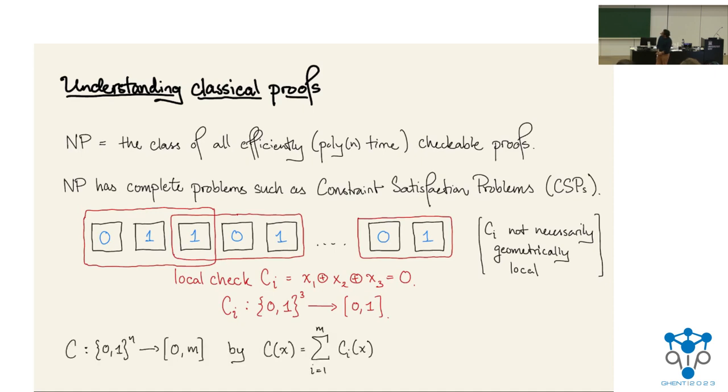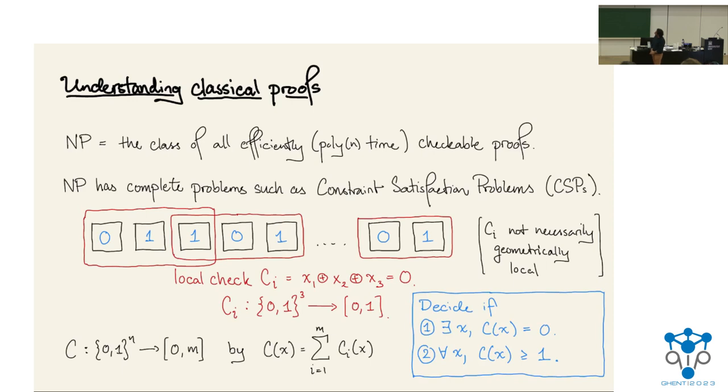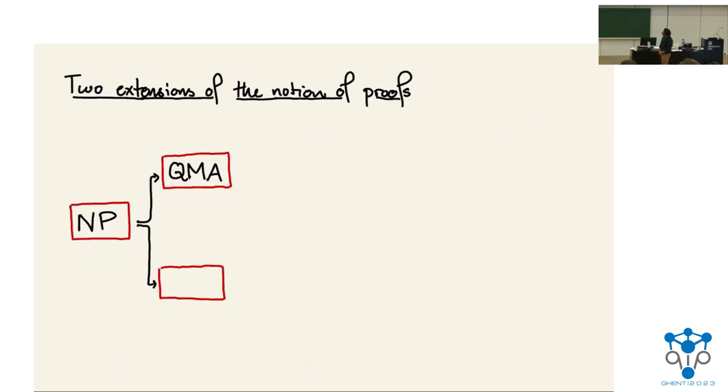But if you look at all these local checks C_i and combine them together, and ask whether all of them are satisfied, or what fraction of them are satisfied, then it's NP-complete to decide if there exists an x which satisfies each of the C_i, so that C_i evaluates to zero for every one of them, or if for all x's that you could write down, at least one of these checks is unsatisfied. So this is NP-completeness. It just is a very nice structure with local checks.